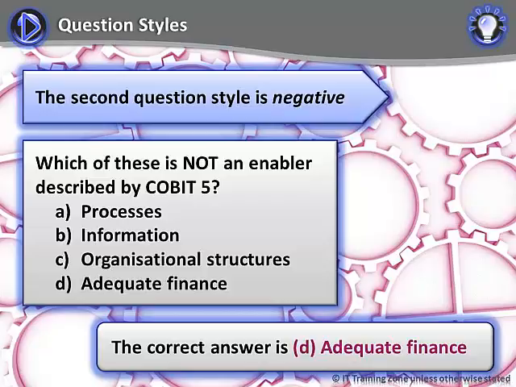The second question style is negative. For example, which of these is not an enabler described by COBIT 5? A. Processes. B. Information. C. Organizational structures. D. Adequate finance. The correct answer is D. Adequate finance. Be careful. Don't overlook that little word, not. The examiner is not trying to trick you, and in fact will try to help you by printing the word in bold, uppercase, to highlight it.